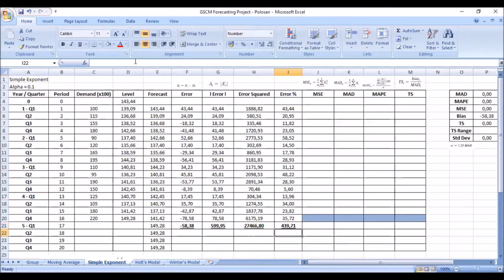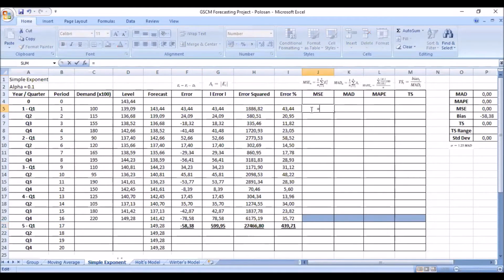Okay, so after we have found all of the error calculations, we're just gonna calculate the MSE, MAD, MAPE, and TS using the Excel formula first. Although we can also use the normal formula, which is quite a manual one, we're just gonna use it later on. MSE is the total of error square divided by the period, while MAD is just the total of absolute error divided by the number of periods, and MAPE is the total of percentage error divided by the number of periods, and TS is the bias, or the sum of error, divided by the MAD total.